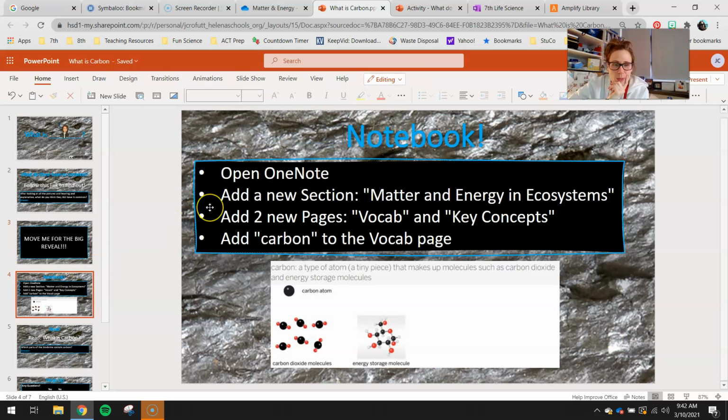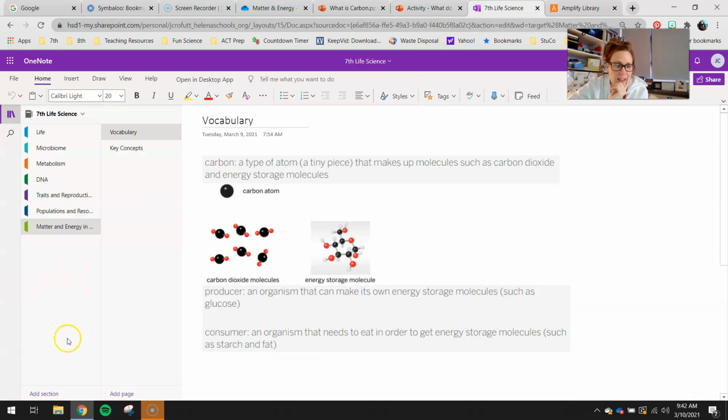And then next we are going to add into our OneNote. You will need to open OneNote. You are going to add a new section titled Matter and Energy and Ecosystems, or if you want to just do Matter and Energy, that's okay too. And then you will add one more page. You will already have a page available there, so you can rename that page Vocabulary, and the page you add, you can rename Key Concepts.